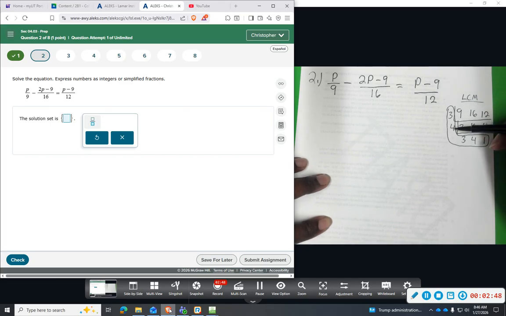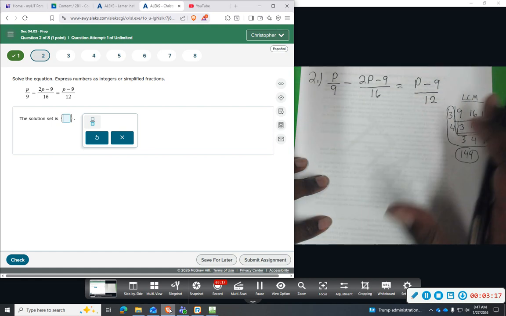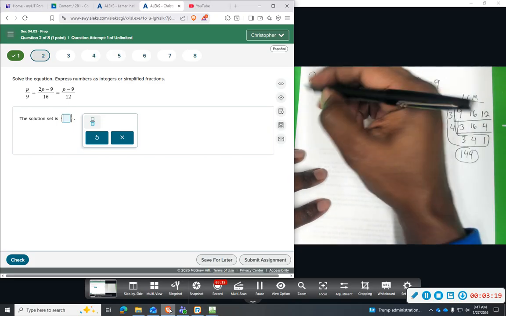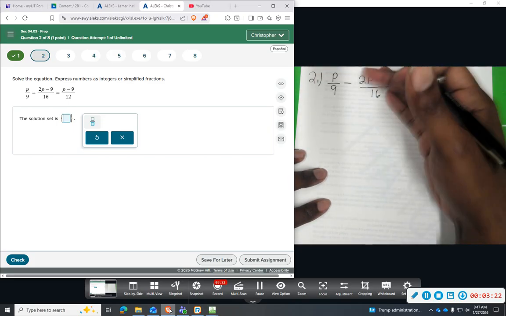So if I multiply 3 times 4, that's 12, and 3 times 4 is 12. 12 times 12, sorry, not 24, it's 144. I just completely misadded. So 144 looks to be our least common multiple. This is the magic number that we want to multiply each of these expressions by, that's going to get rid of the fractions and give us a nicer problem to solve. So I'm going to multiply everything by 144.